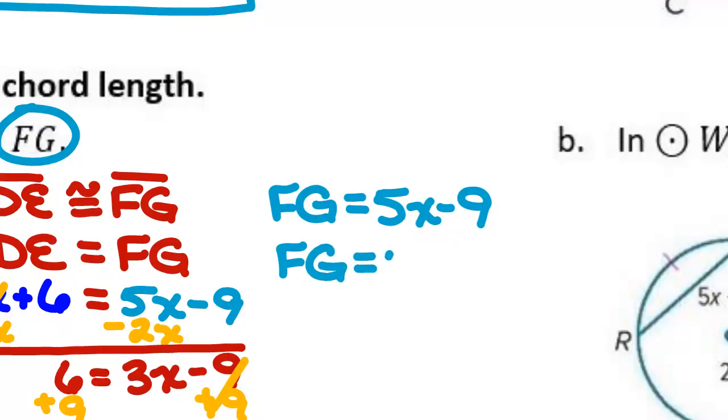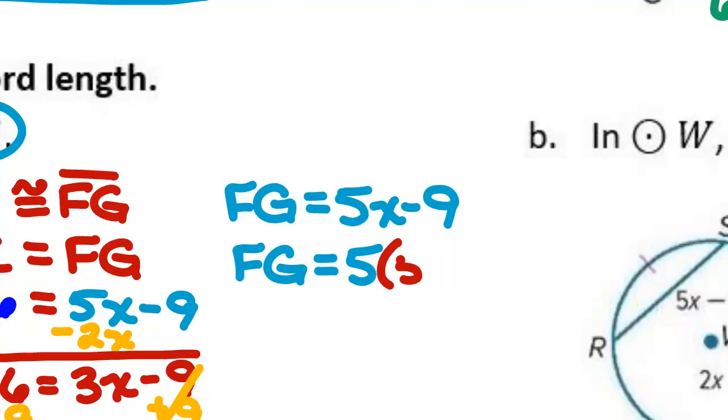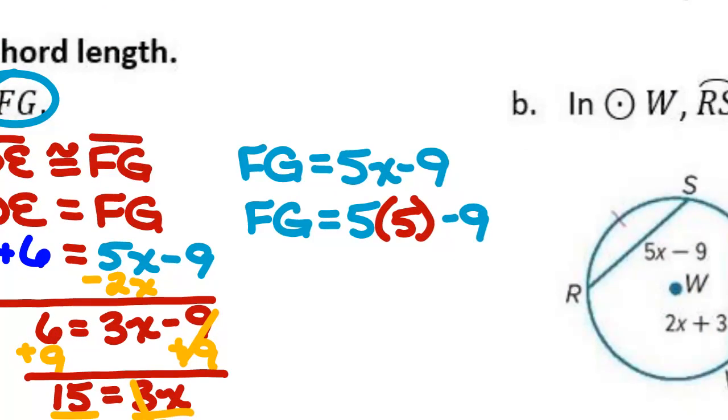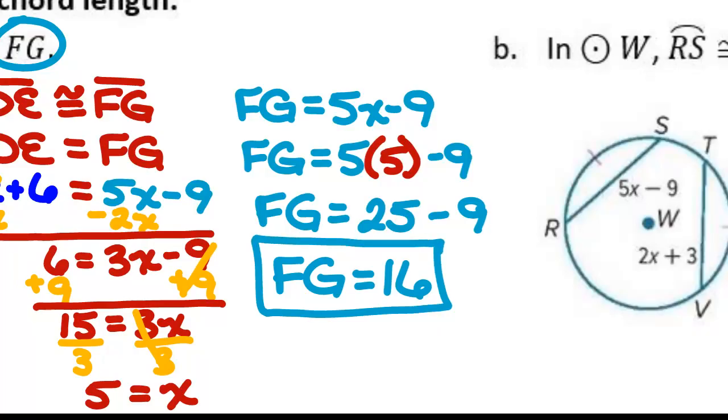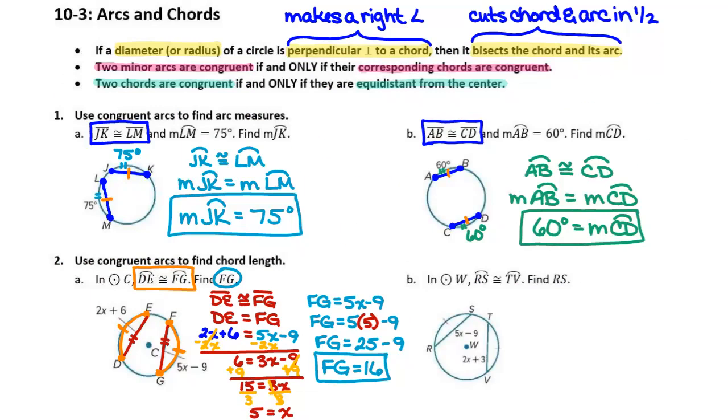And we just figured out that x is how big? 5. So I have 5 times 5 minus 9. What is 5 times 5? So I have 25 minus 9. And what is 25 minus 9? 16. So FG is 16. Beautiful.